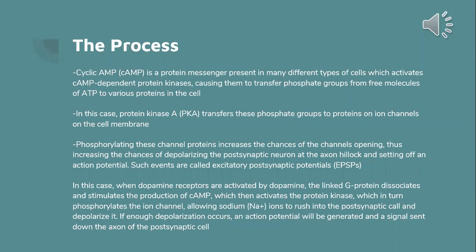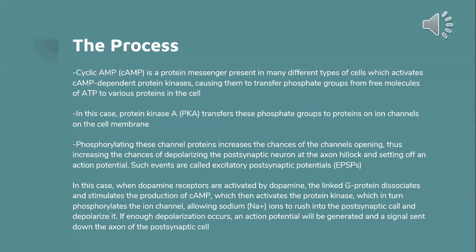Cyclic AMP (cAMP) is a messenger present in many different types of cells, which activates cAMP-dependent protein kinases, causing them to transfer phosphate groups from free molecules of ATP to various proteins in the cell. In this case, protein kinase A, PKA, transfers these phosphate groups to proteins on ion channels on the cell membrane. Phosphorylating these channel proteins increases the chances of the channels opening, thus increasing the chances of depolarizing the postsynaptic neuron at the axon hillock and setting off an action potential.